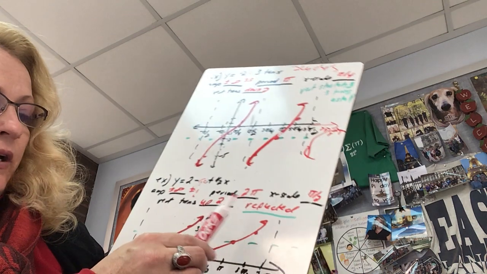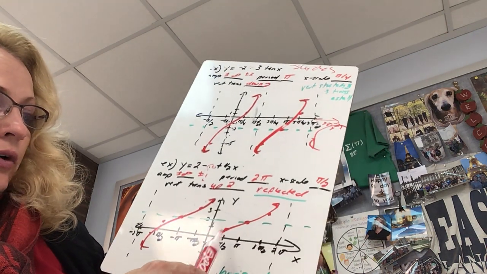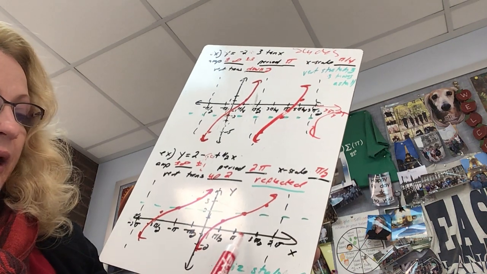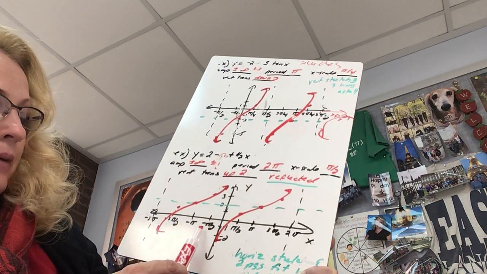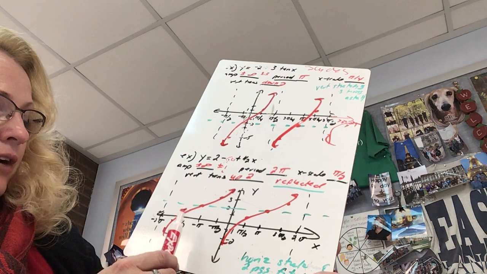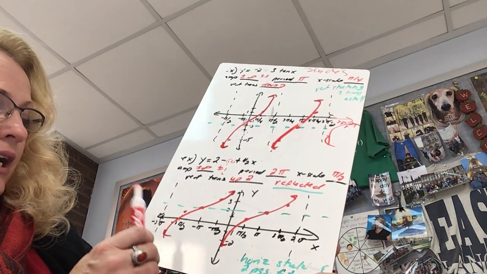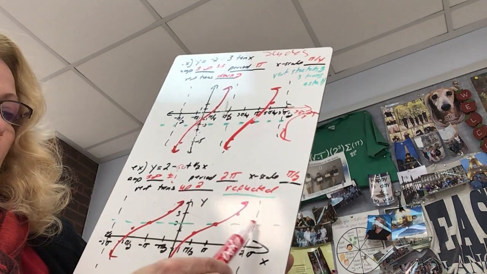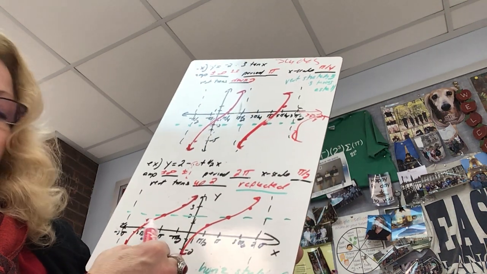All right, so my period is 2 pi. So I'm going to count by 90s. These are my quadrantals. We should know these by now. Pi over 2, pi, 3 pi over 2, 2 pi. I'm going to come down here and go to the negative side. Negative pi over 2, negative pi, negative 3 pi over 2, negative 2 pi. Now I'm moving up 2, so I have a new horizontal axis up 2.